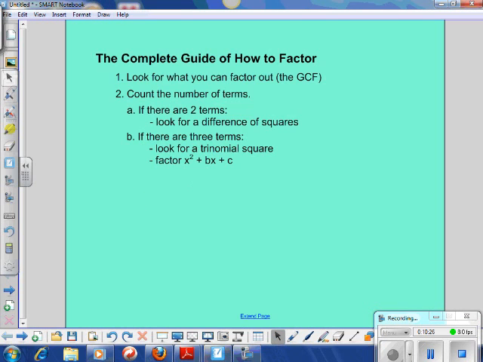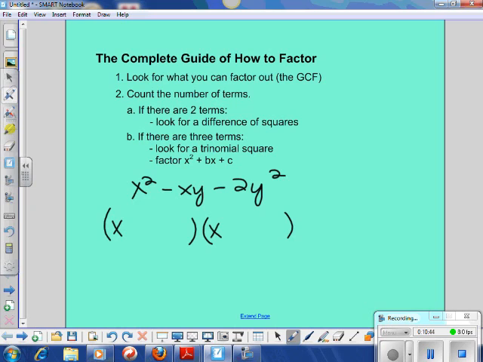So let's do x squared minus xy minus 2y squared. Once again, let's write our brackets. It's the first way to start. We know that it starts with x squared, so I know there has to be an x value in each one of our brackets. And our last term is 2y squared, so I know there has to be a y in each of our brackets. Now let's look at what kind of symbols we're going to use, addition or subtraction.